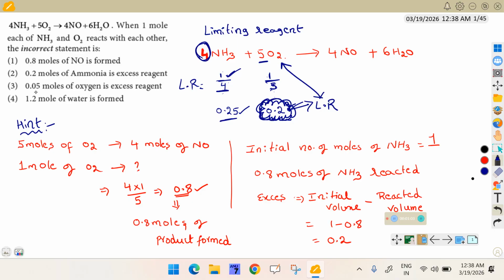In the third option, 0.05 moles of oxygen is excess reagent. Oxygen is not excess reagent; oxygen is limiting reagent. So the third option is incorrect. How are the remaining options correct? Check the hint. When can we apply the limiting reagent concept? In a chemical reaction, when more than one reactant is present, then apply the limiting reagent concept.